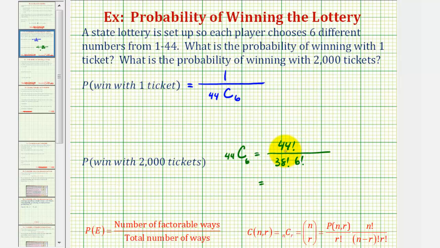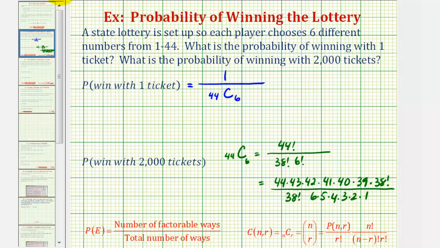So now we're going to go ahead and expand 44 factorial, but then we'll stop once we reach 38 and write it as 38 factorial. So we'll have 44 times 43 times 42 times 41 times 40 times 39 times 38 and so on, which again would be 38 factorial. The denominator is 38 factorial. Let's go ahead and expand 6 factorial. That would be 6 times 5 times 4 times 3 times 2 times 1.